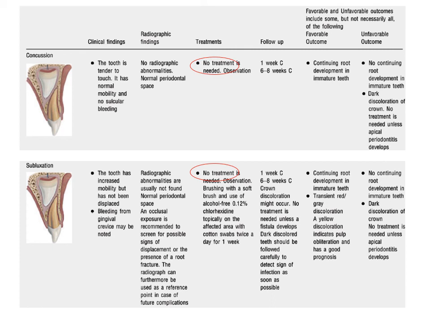Next is the subluxation type of injury, in which the tooth has increased mobility but is not displaced out of the socket. Bleeding from the gingival crevice can be noted. The radiographic finding that we see is the normal periodontal space, and no treatment is required, only observation, brushing with a soft toothbrush, and use of chlorhexidine 0.12% topically in the affected area with cotton swabs twice a day for 1 week.